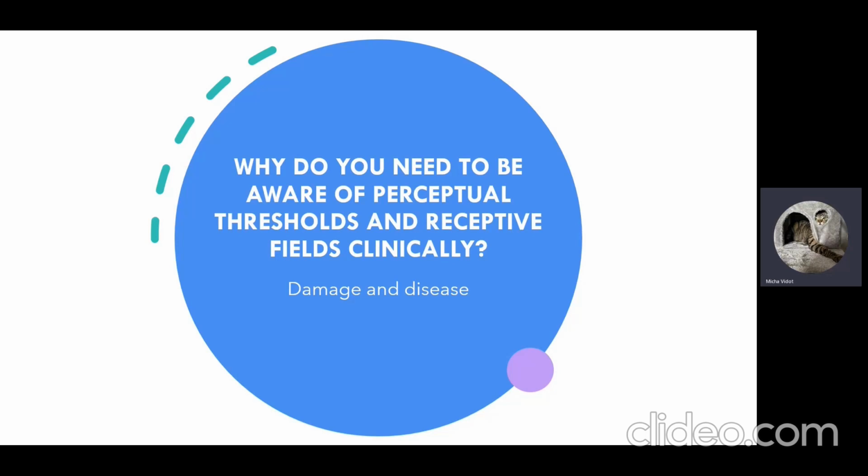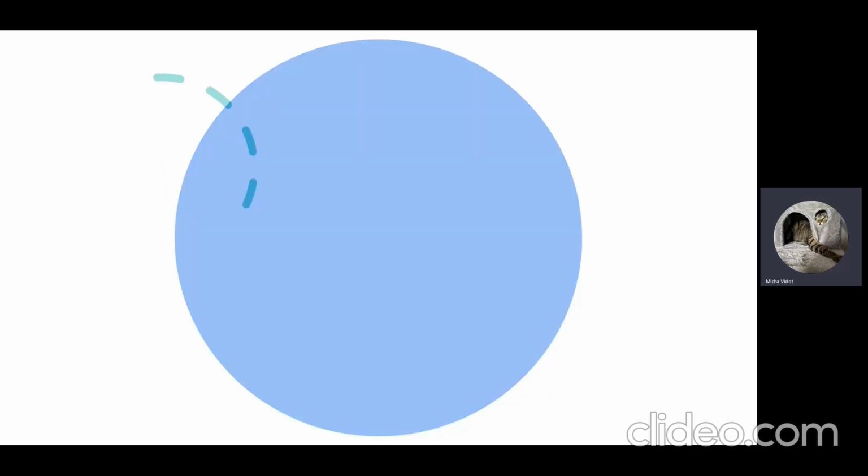So there are a lot of cells and a lot of processes going on in order for us to be able to sense things and perceive what we're sensing. And anything that goes wrong along the way can become symptomatic, and you need to know how to test for that and to be aware that you need to test for it.